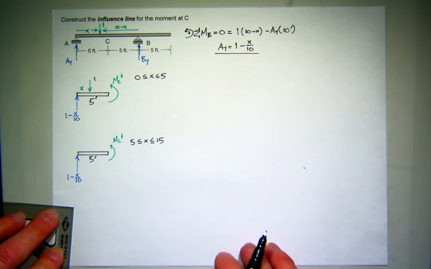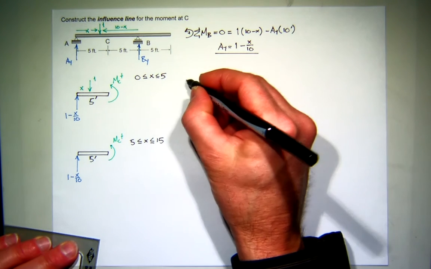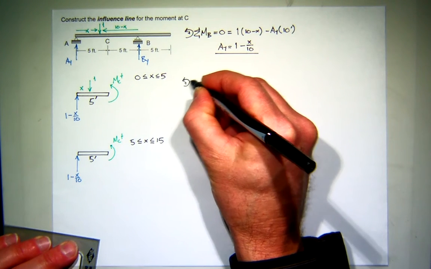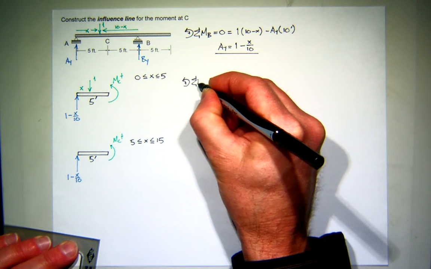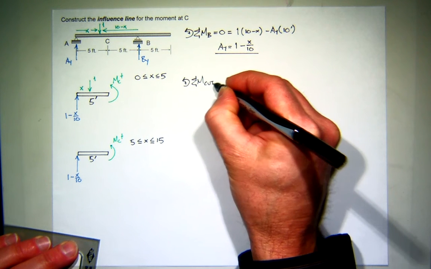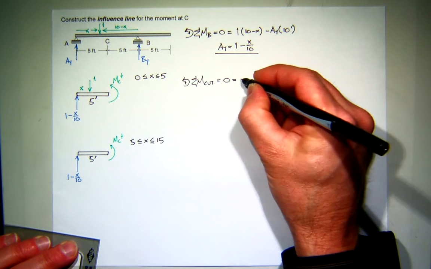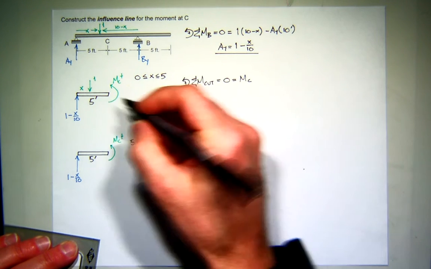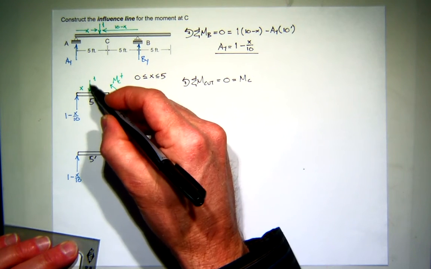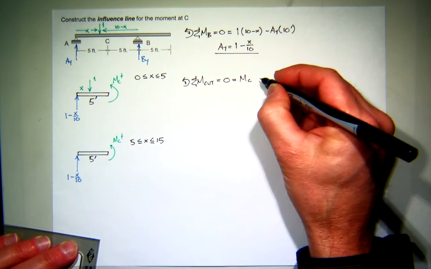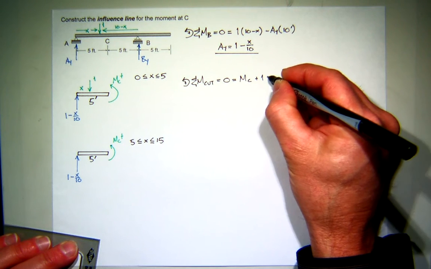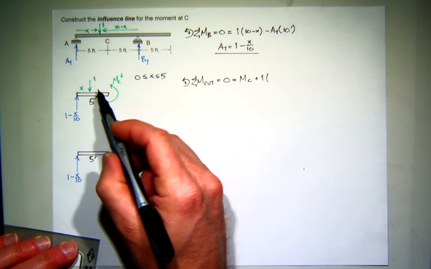So these are pretty simple free body diagrams to solve. Start up here with the first one. So again, we'll sum moments. This time we'll sum them at the cut that I've made. Make sure it's in equilibrium. So my moment about C is positive. The moment created by the unit load about C is also positive. And what's the moment arm for that? What's this distance right here?